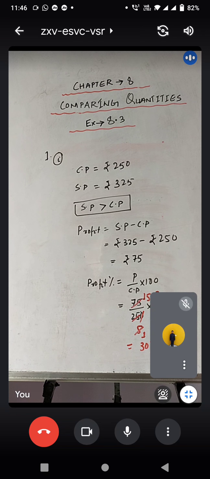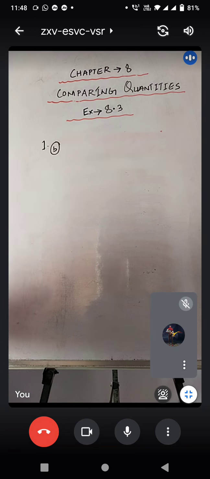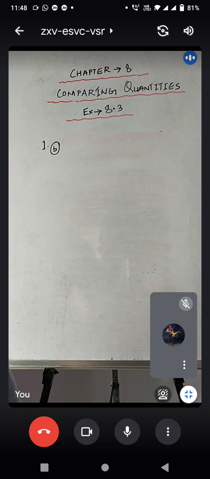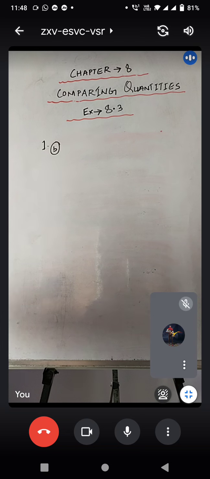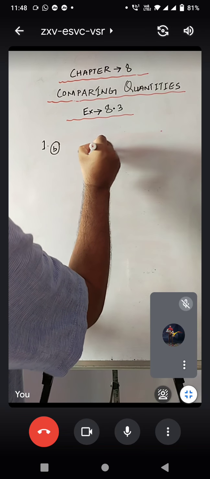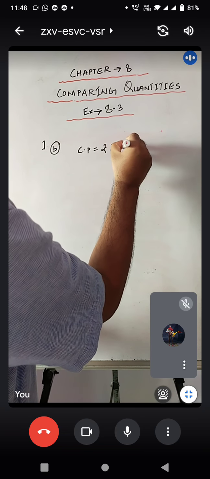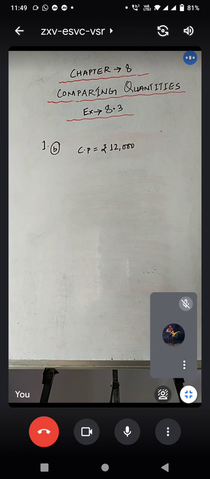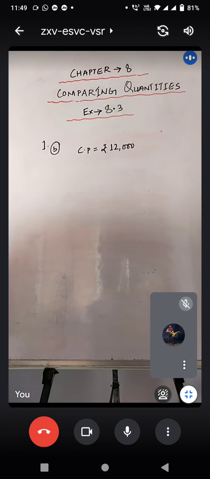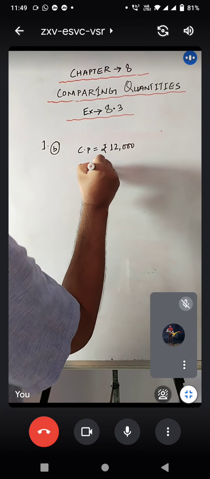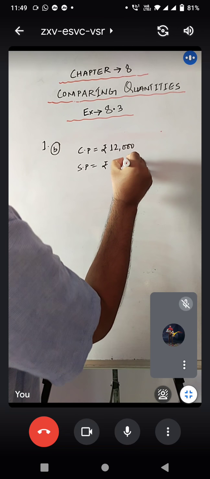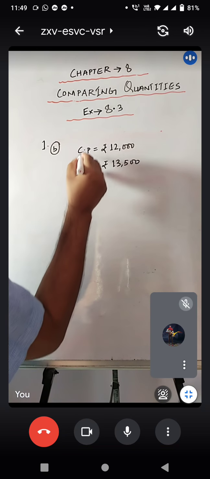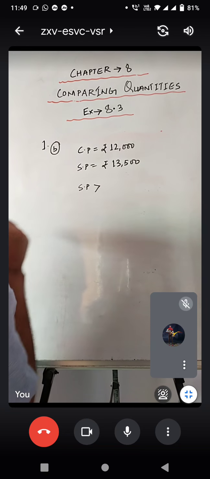Now let's move on to sum number B. According to sum number B of question number 1, a refrigerator bought means CP. A refrigerator bought for rupees 12,000. That is, the cost price is given as 12,000. And sold means selling price, sold for rupees 13,500. That is, SP is equal to rupees 13,500.